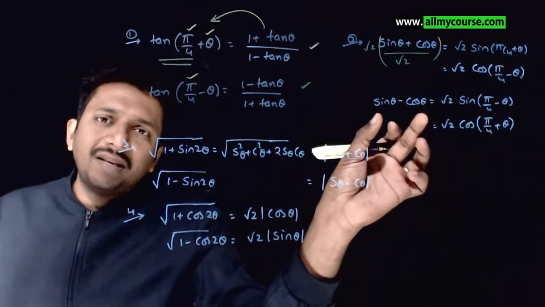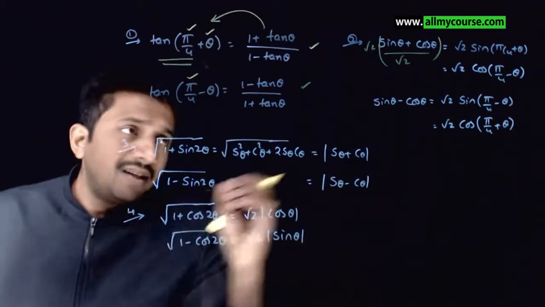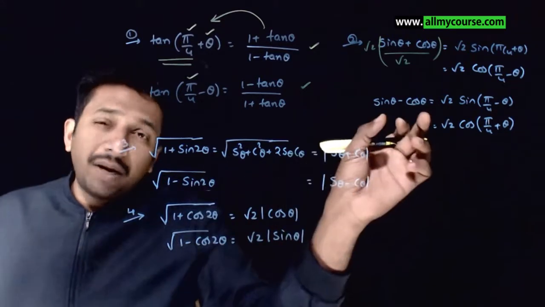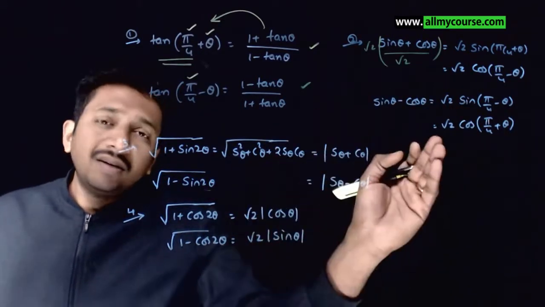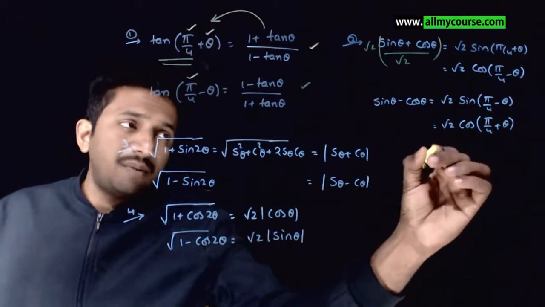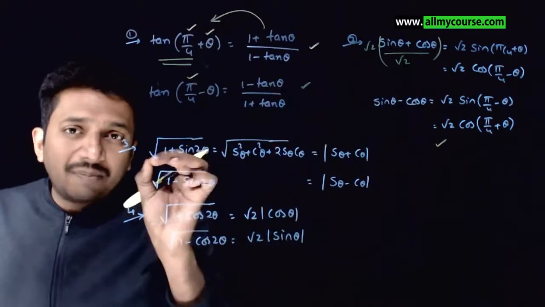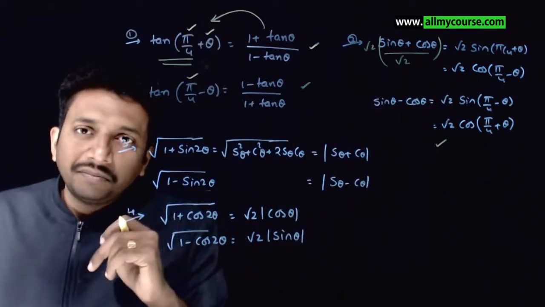Similarly, sin θ − cos θ: if I do the same thing, divide by root 2 and multiply by root 2, and 1/root 2 can be written as either sin 45 or cos 45. Depending on what you write, you get the formula as root 2 times sin(θ − π/4), or root 2 times cos(π/4 + θ) with a negative sign. So remember these expressions, sin θ + cos θ and sin θ − cos θ. They can be simplified like this.